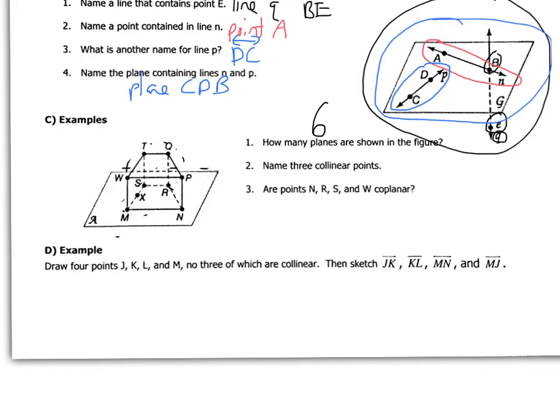Number 2 says name 3 collinear points. That means I need to name 3 points on the same line. I need to find a line that has 3 points on it. And really, there's only one option, because there's only one right here. So point S, X, and M.